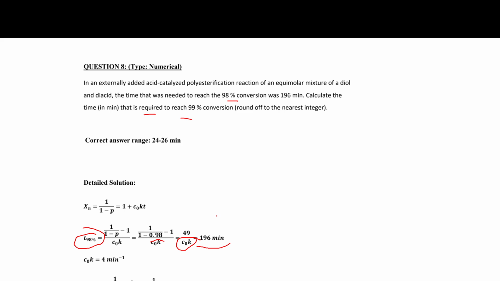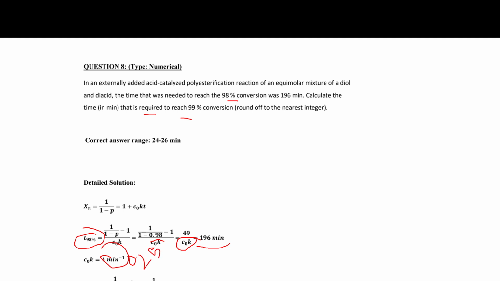This question's answer, you have matched with this? No, sir, it was not matched. So here it will be 49 divided by 196, right? It will be coming around 0.25, the C0 k value. Yes, 0.25. So you are getting the C0 k value as 0.25.